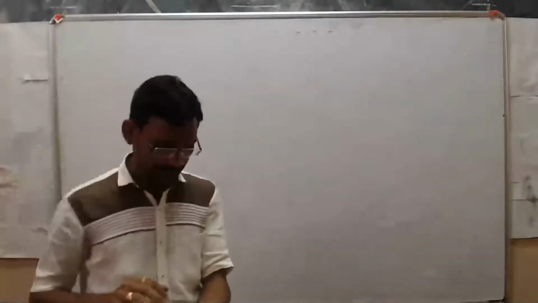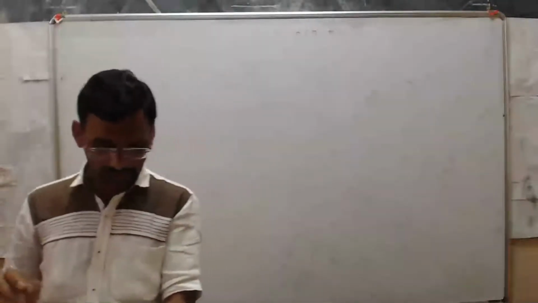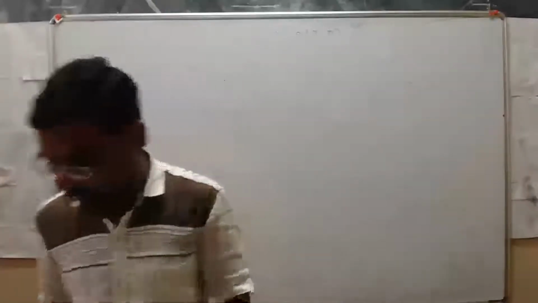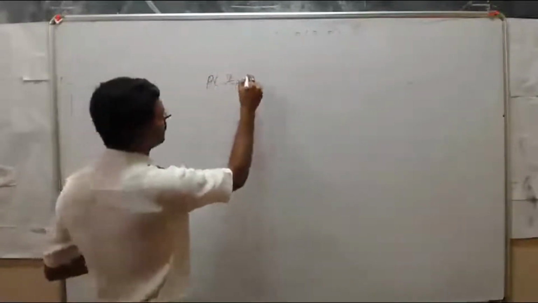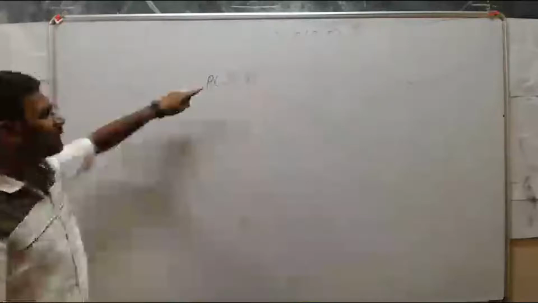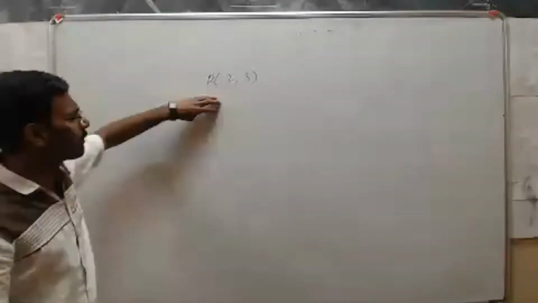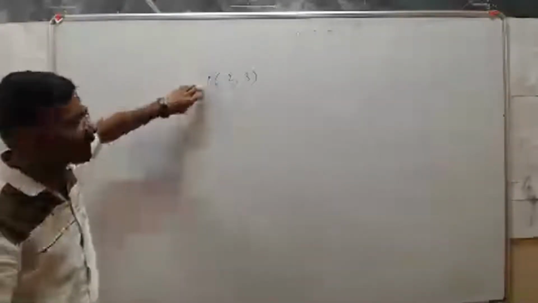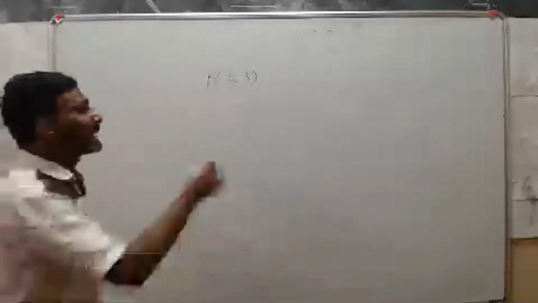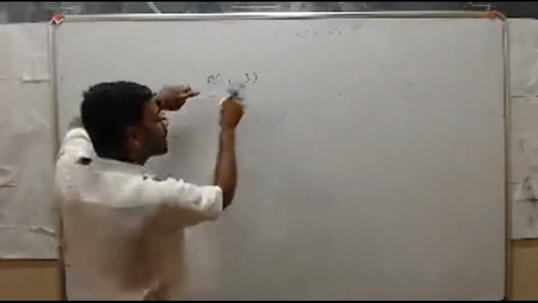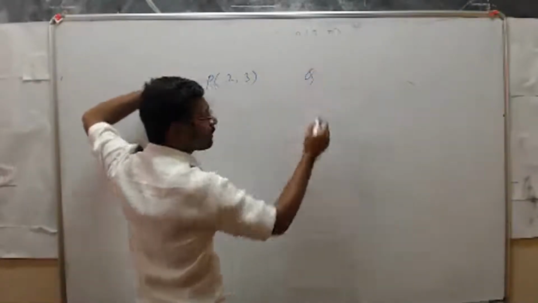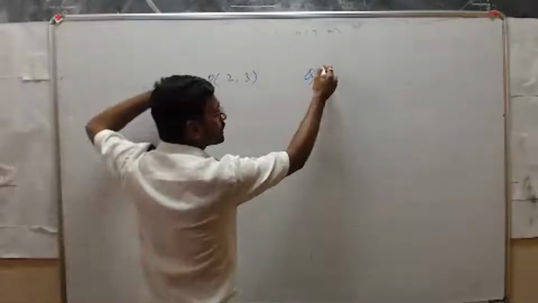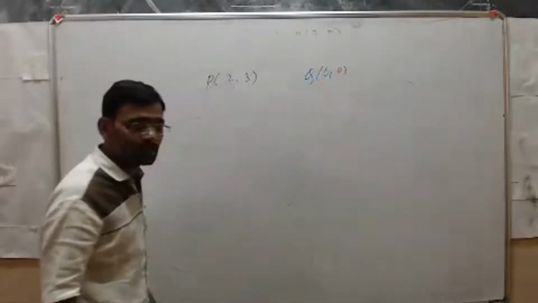You see, students, particularly if there is any one point P, the coordinates are 2, 3. If P is one point, the coordinates are 2, 3. We want the distance between the origin and the point P. Another point Q is the origin. The coordinates of the origin are always 0, 0.